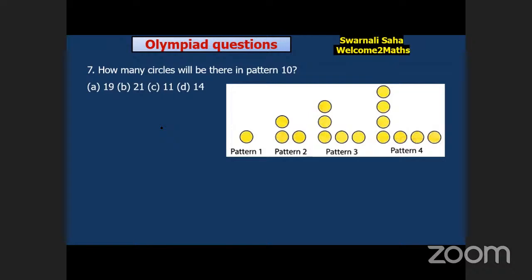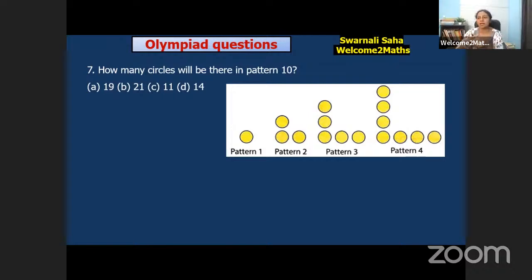It is showing how many circles will be there in pattern 10. You have to find out. Can you solve this? How many circles? You can see in pattern 1, there is 1 circle. In pattern 2, there are 3 circles. Pattern 3, there are 5. In this way, the circles are continuing. So you have to find out how many circles there are in pattern 10. Try to solve this first, then I will show you the answer.